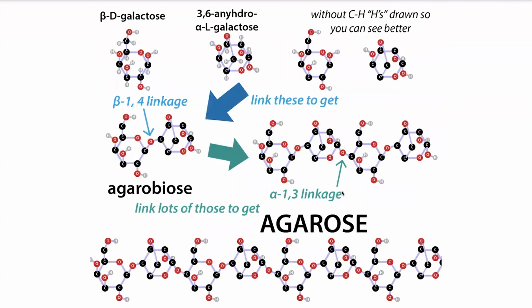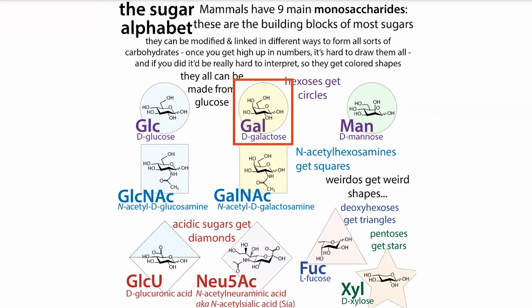And in this case, the sugar that we have, there's actually two different ones that are linked together. So there's beta D-galactose and 3,6-anhydro alpha L-galactose. Don't get too scared away by all the naming. Galactose is one of the 9 main monosaccharides, at least that our bodies use.